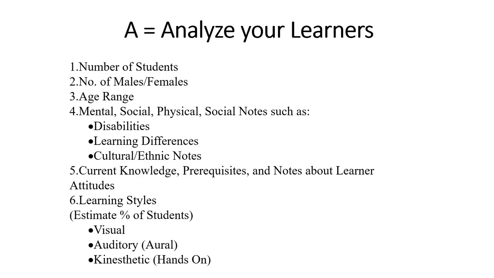How many students do you have? What's the ratio of males to females? What age ranges are in your class? What are the mental, social, and physical needs? Do you have any 504s or IEPs or BIPs that you need to think about? Your students' current knowledge and learning styles.